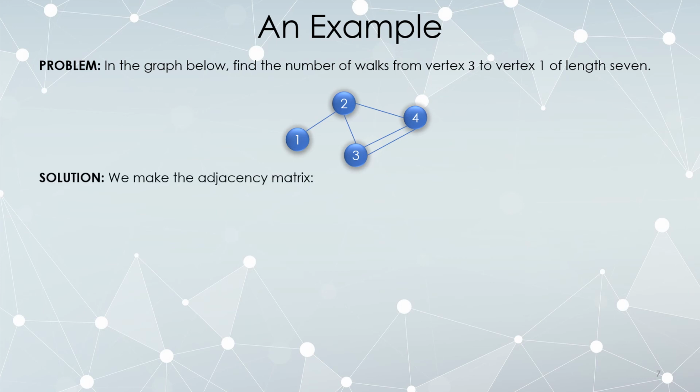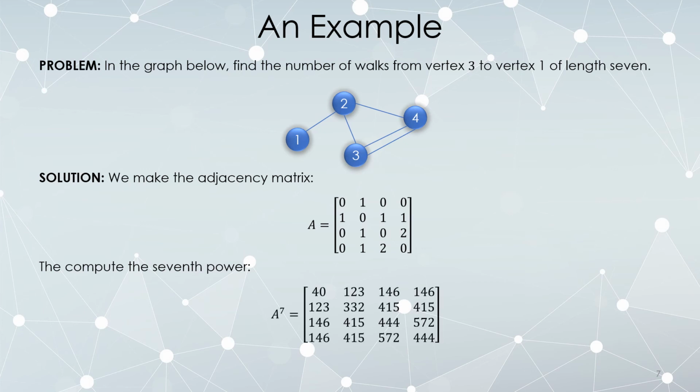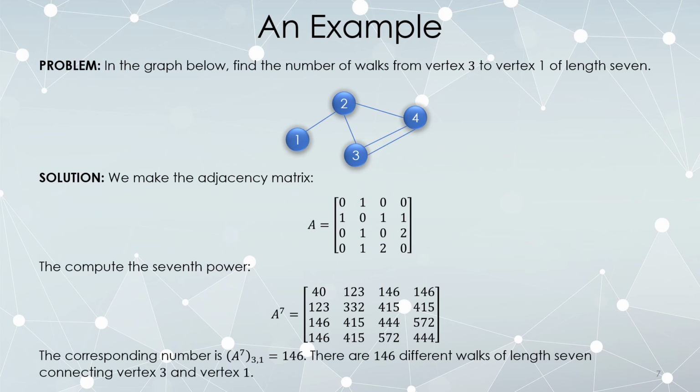Well, to solve this problem, all we have to do is make the adjacency matrix. We already had it from a previous slide. Then we just need to raise it to the 7th power. We're going to use a computer to do so. Here it is. And since we're trying to go from vertex 3 to vertex 1, we just look at the entry row 3, column 1, which is 146. So rather than actually try to count them all by hand and probably lose track and have duplicates and not count them all, we just know there are 146 different ways to take exactly 7 steps connecting vertex 3 and vertex 1.